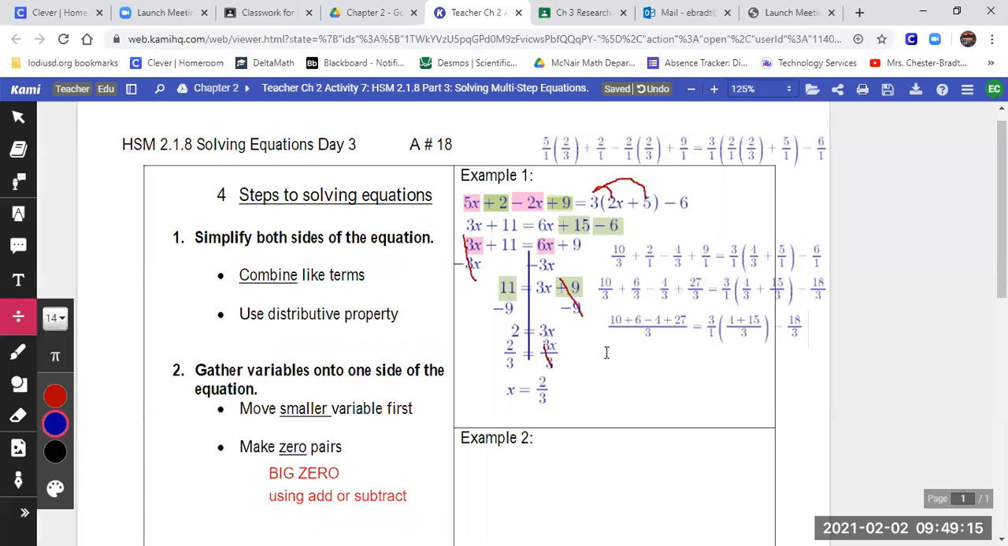How can we combine the top of the first side? So 10 plus 6, what do we get? Because that says 10 plus 6. What's that? 16. Taking 4 away, but adding 27 back. Three over 1 times 4 plus 15, 19 over 3.